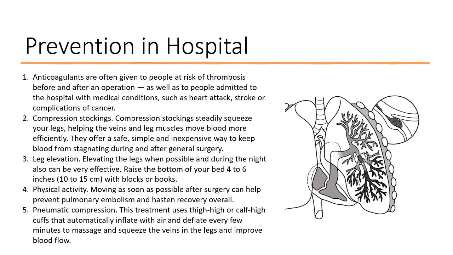How do we prevent pulmonary embolism? Preventing deep vein thrombosis will help prevent pulmonary embolism. For this reason, most hospitals are aggressive about taking measures to prevent blood clots. They include 1. Anticoagulants, which are given to people at high risk of thrombosis before and after an operation, as well as to people admitted to the hospital with medical conditions such as heart attack, stroke, or complications of cancer.